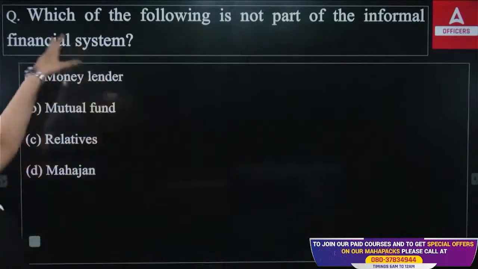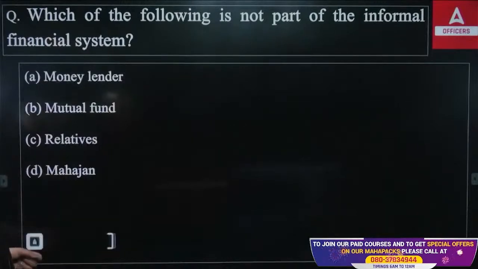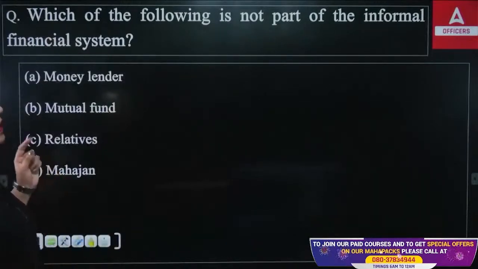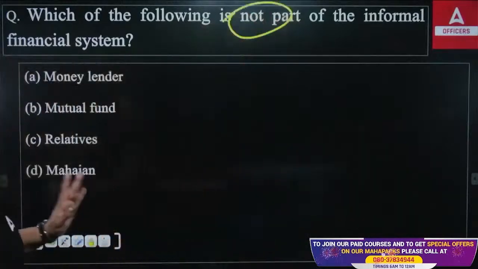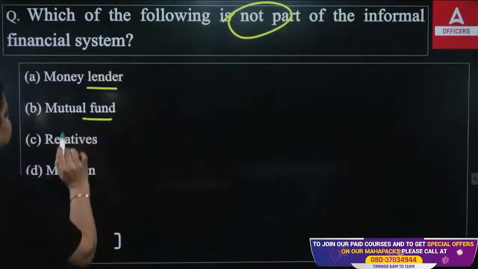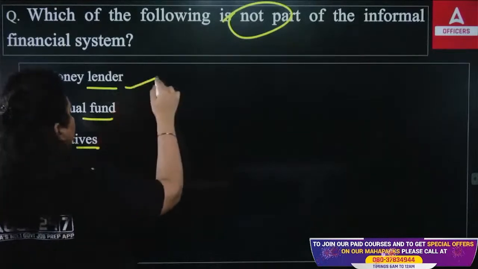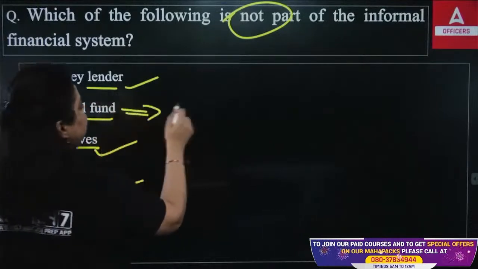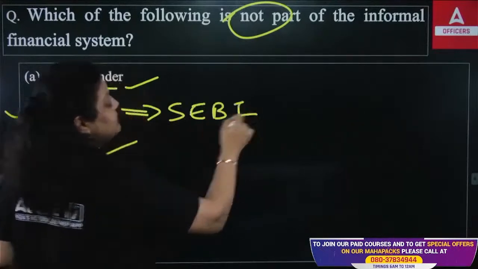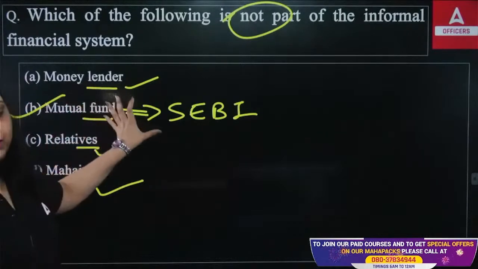The first question is asking which of the following is not a part of your informal financial system. Informal financial system means there is no regulatory body available. The options are money lenders, mutual funds, relatives and Mahajan. Your money lenders are informal, relatives are informal, Mahajans are informal, but not the mutual fund. Mutual funds are regulated by SEBI. What is SEBI? Securities and Exchange Board of India. So mutual funds are a part of the formal financial system.